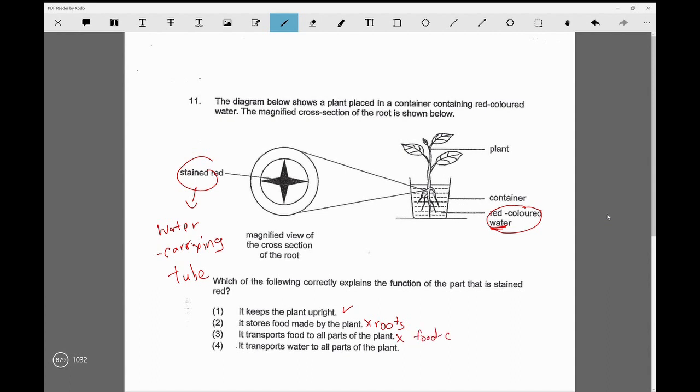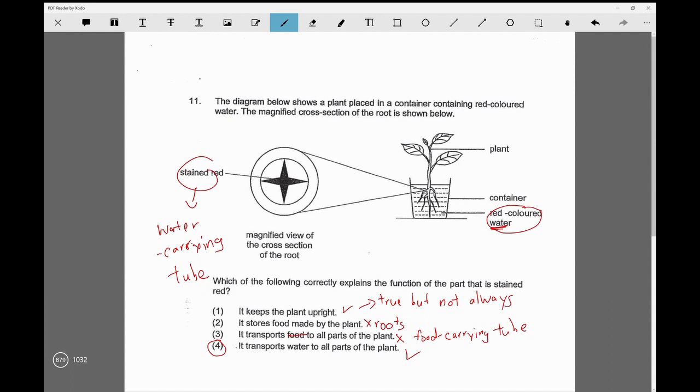We are talking about water carrying tube here. They already say food already. Transport water to all parts of the plant, that is true as well. Okay, so actually water carrying tube also keeps the plant upright. But which one will I choose? Okay, I'll choose number 4 because this is true but not always.